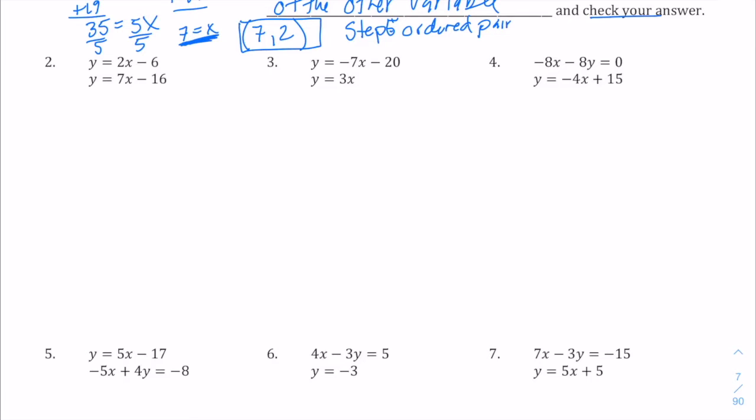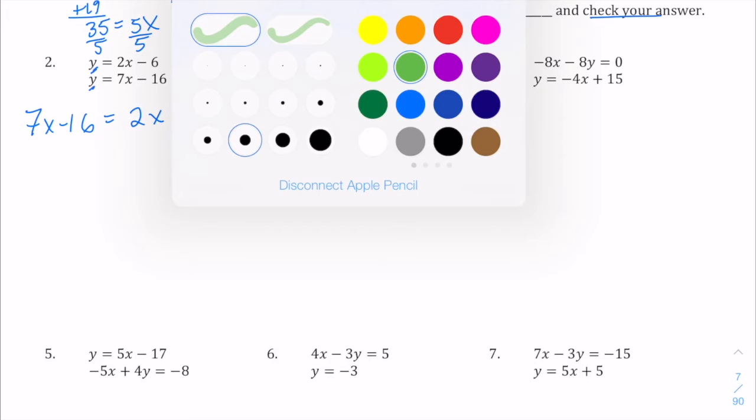All right, so again, in number 2, we see that both equations are solved for y. They're in slope-intercept form. So we've got step 1 done for us. So we're ready to make this Indiana Jones substitution here. So 7x minus 16 can go in the place where y was, and that's equal to 2x minus 6. So let me, I'm going to put it in like pink highlighter.